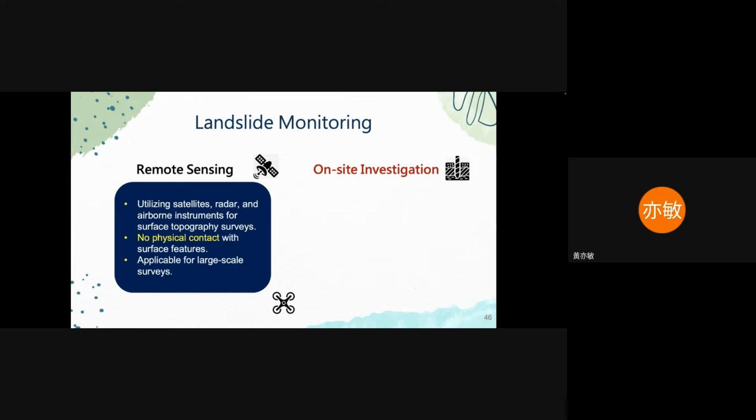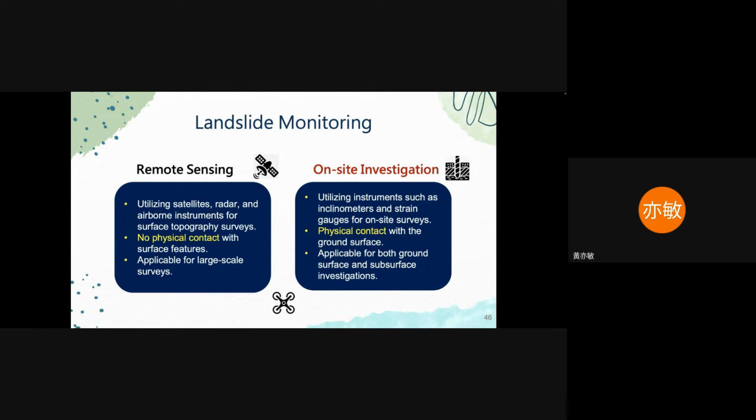So for landslide monitoring, let's repeat one more time. Remote sensing can help us obtain information about wider, larger areas. It is categorized as a no-physical-contact option because it relies on aircraft or satellite images, with no physical contact on the ground surface. Another approach we call on-site investigation.